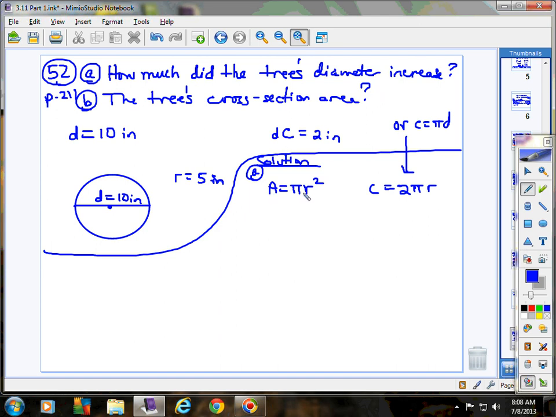All right, A equals pi r squared. How much did the tree's diameter increase? If we can figure out how much the radius increased, then we can just double that to figure out what the diameter did. Do we know an area? Or we don't need that one. All right, let's go over here to C. C equals 2 pi r. Change in C is 2. We can't put that in anywhere because that's not just a C, is it?